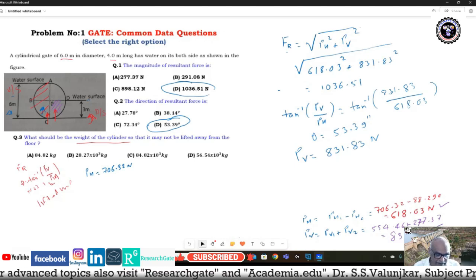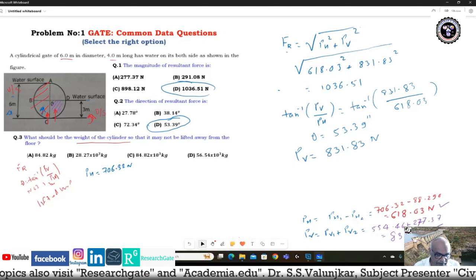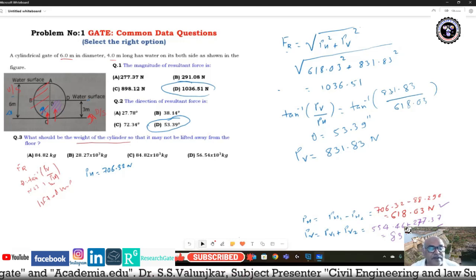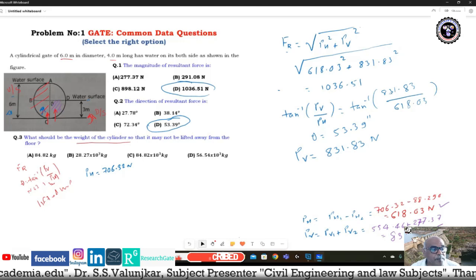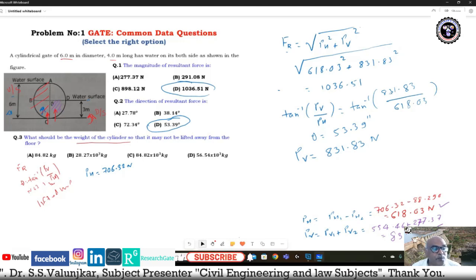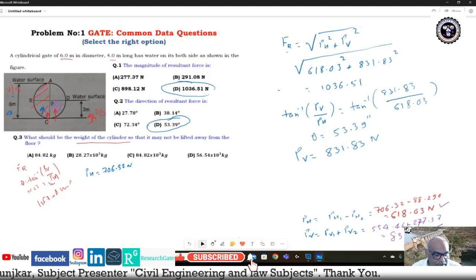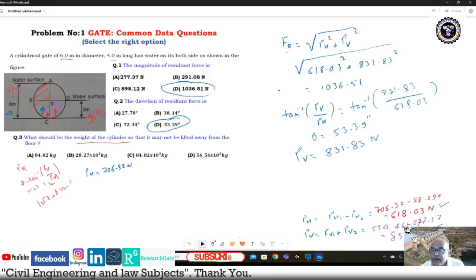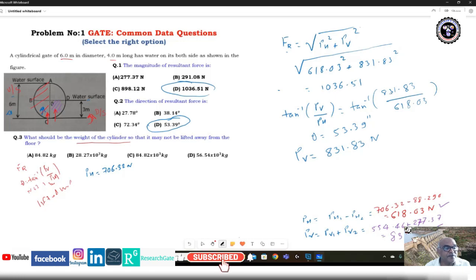831.83 divided by 9.81 will be equal to 84.79, approximately 84.79 kg. Where is that figure? Yes, 84.79 is in this figure. Option A is the right one. So this is the solution.